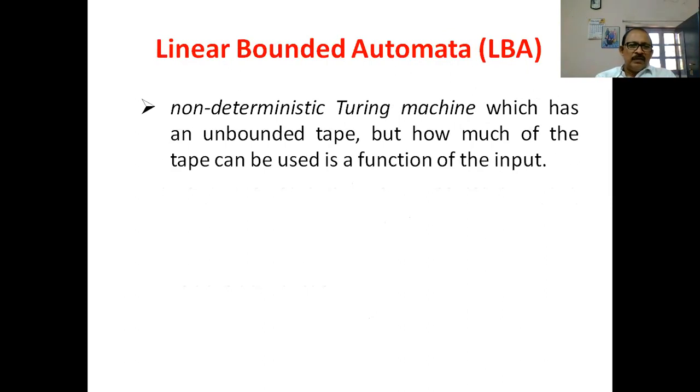Next point, linear bounded automata. Actually, a linear bounded automaton is a non-deterministic Turing machine which has an unbounded tape, but how much of the tape can be used is a function of the input. Here we are going to restrict, reducing the power of a Turing machine. The tape space used is a function of the input. Is it clear?